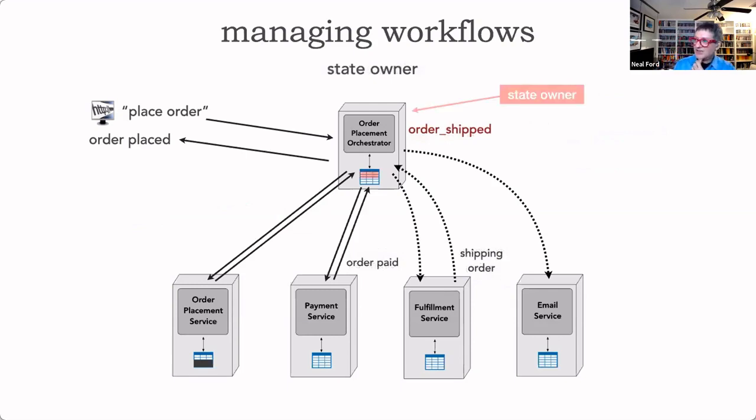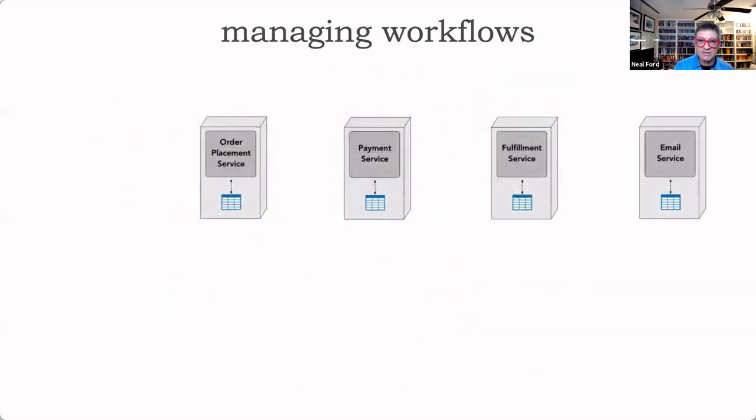Notice too that I have a state owner for this workflow. So at any point, if I want to know what is happening with my order, I can query the state owner and find out. And so again, no additional communication points required to allow me to do that. So let's look at choreography and the same workflow in choreography.